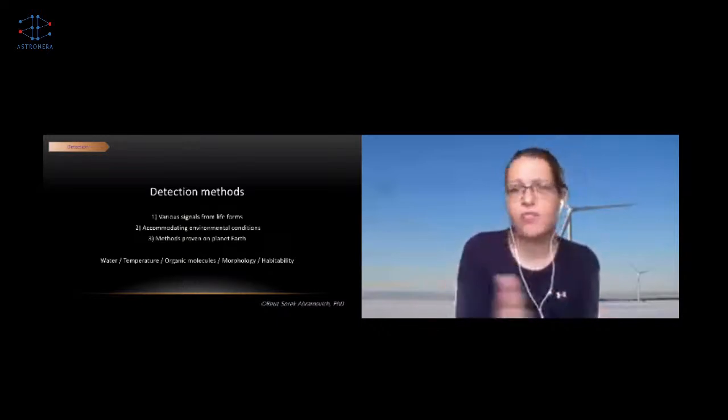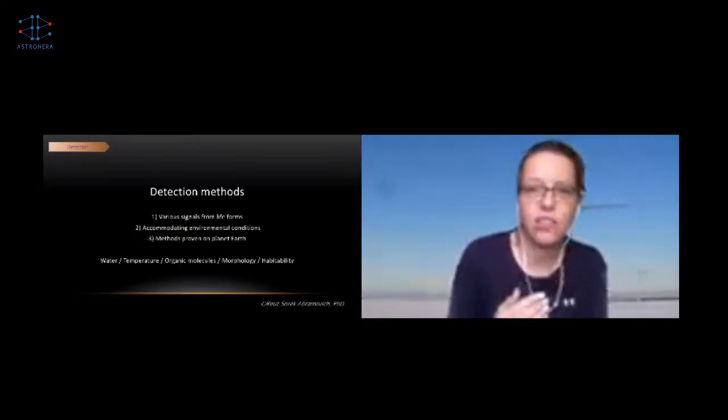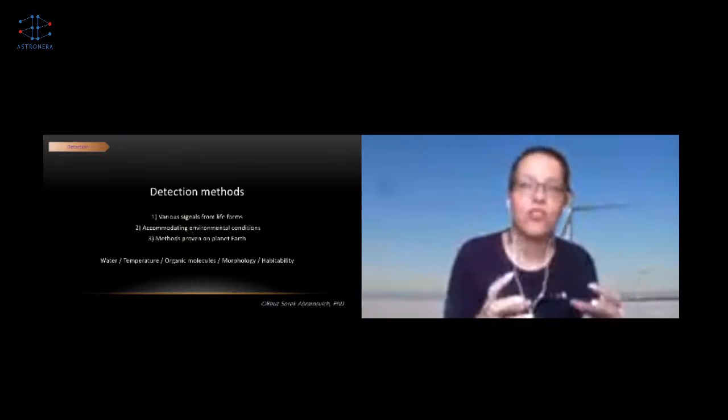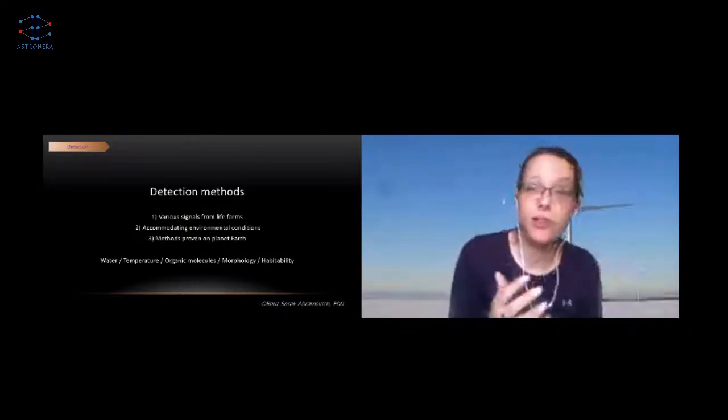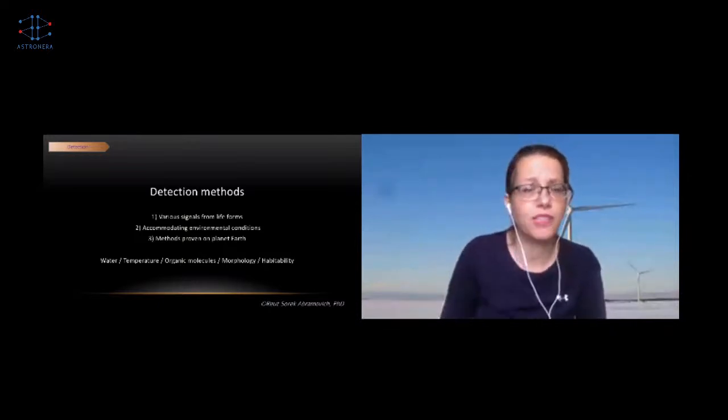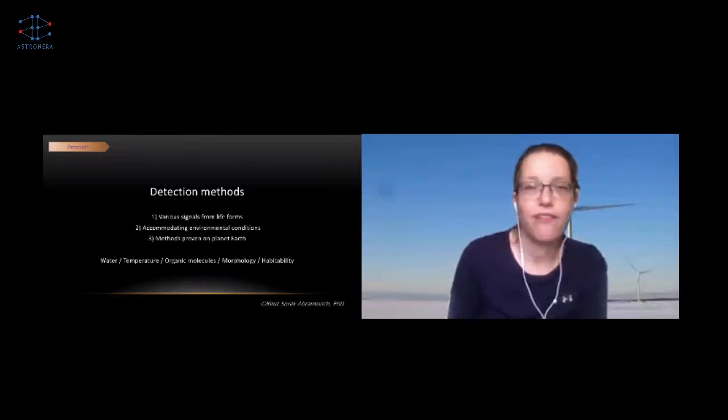And underneath, we're looking for water, we're looking for different temperatures, we're looking for organic molecules. We're using these different things in order to get a sense of where life could be and how to detect them in the universe. So first, from a detection method, you're probably very familiar with this one.